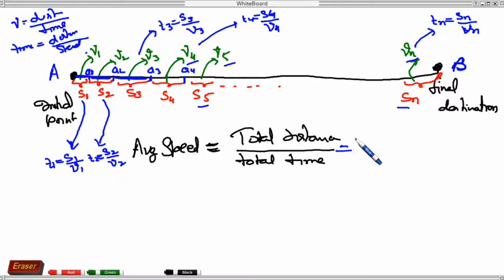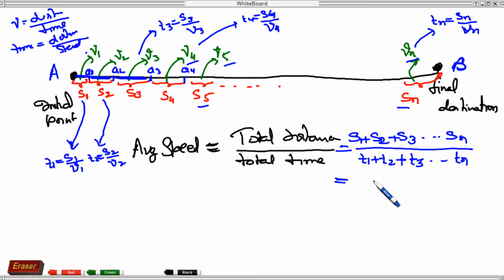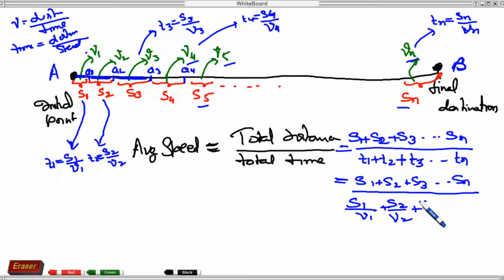So what would be the total distance? Total distance will be S1 plus S2 and S3 and so on to Sn. And what will be the time? Total time will be T1 plus T2 plus T3 and so on to Tn. So this will be S1 plus S2 plus S3 and so on to Sn over, S1 over V1 plus S2 over V2 plus S3 over V3 and so on to Sn over Vn.